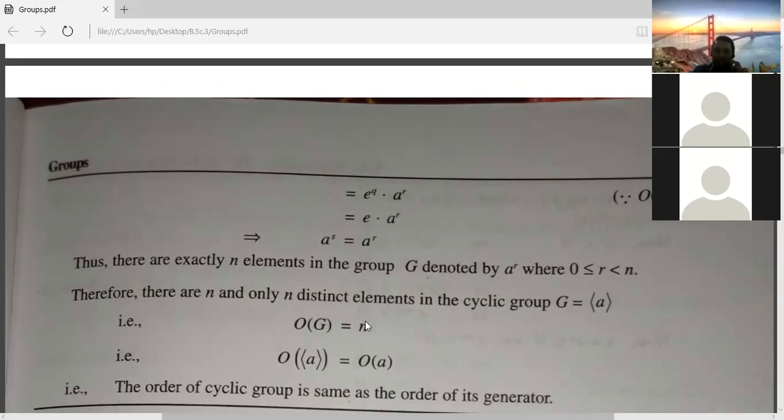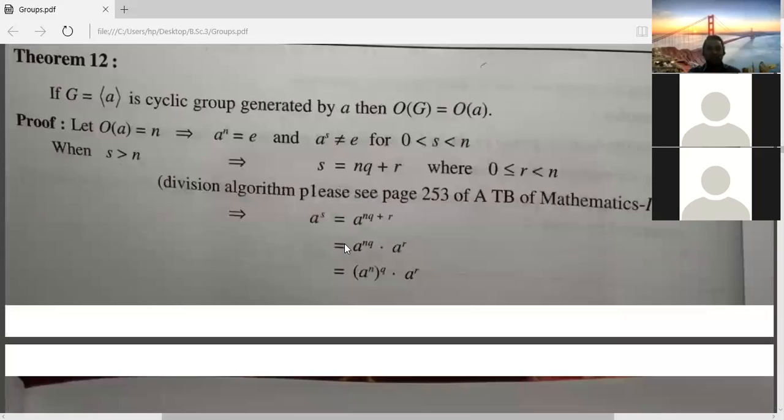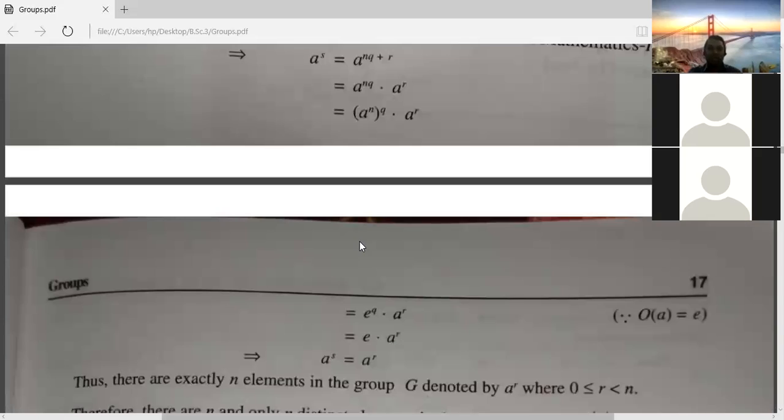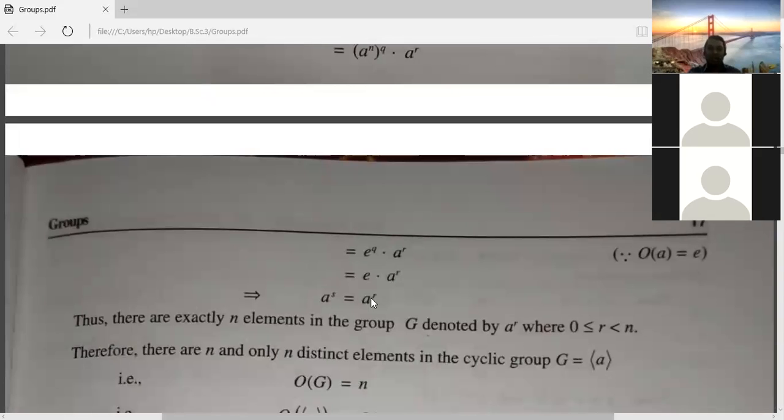That's why the order of Z is equal to n. The order of the cyclic group is also the same as the order of Z. You see, the order of Z is equal to n. There are exactly n elements, that we are proving. That means if you take a to the power s, that is equal to the other element a to the power r. There are exactly n elements in the group. That's why I am writing here 0 less than or equal to r less than n.